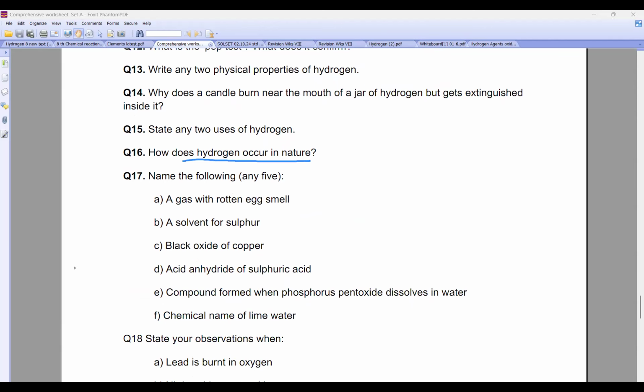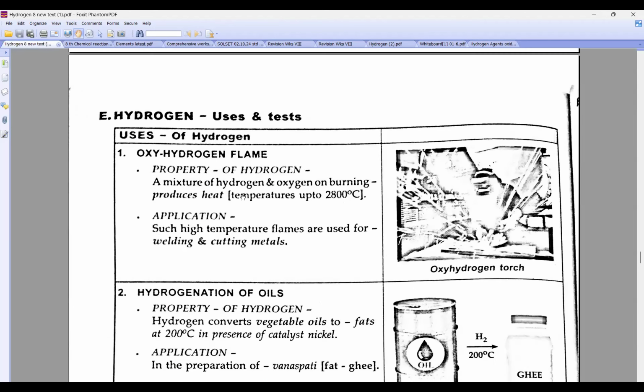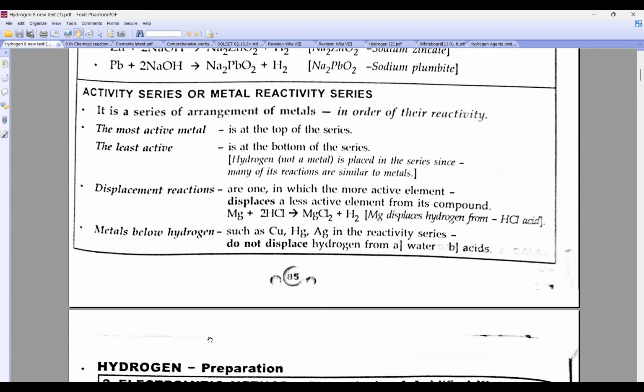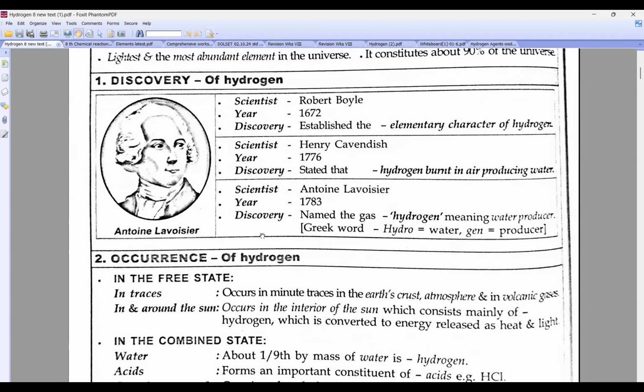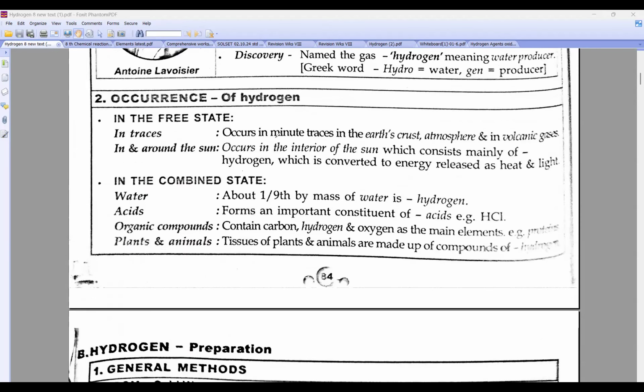How does hydrogen occur in nature? Non-poisonous, fine, but how does it occur? It occurs in the combined form, it is written here. It occurs in minute traces in the earth's crust, atmosphere and in volcanic gases. Sir, in the sun also, in the interior. Yes, in the interior of the sun.